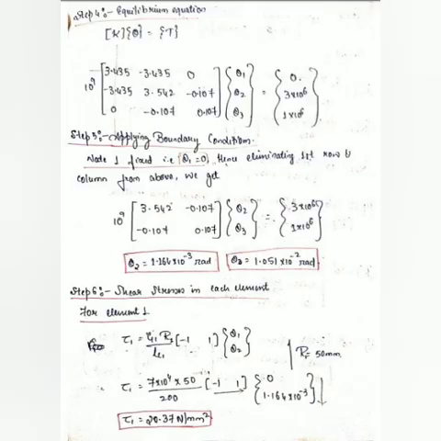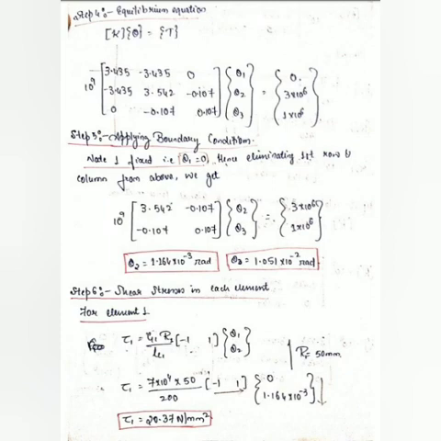The next step is writing the equilibrium equation, that is matrix K into matrix theta equals matrix T. Matrix K is the global stiffness matrix, which you already got in the previous section, so you write it here. The matrix theta is theta 1, theta 2, theta 3, that is the angle of twists at nodes 1, 2, 3 respectively, which is equal to the torque matrix, so you copy that here. Next, we are supposed to apply the boundary condition.